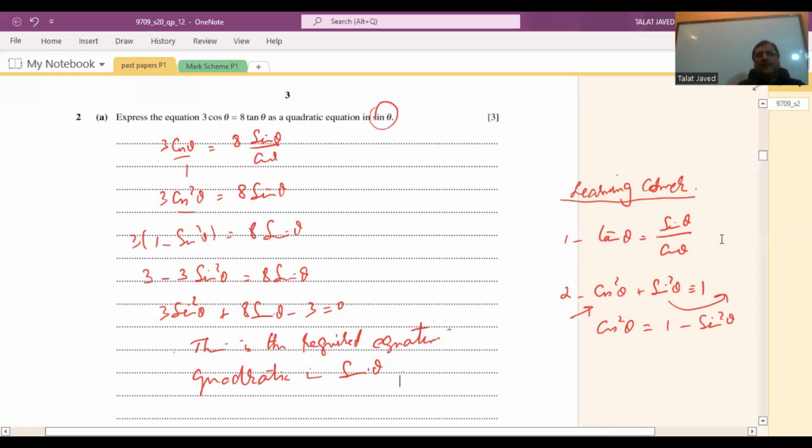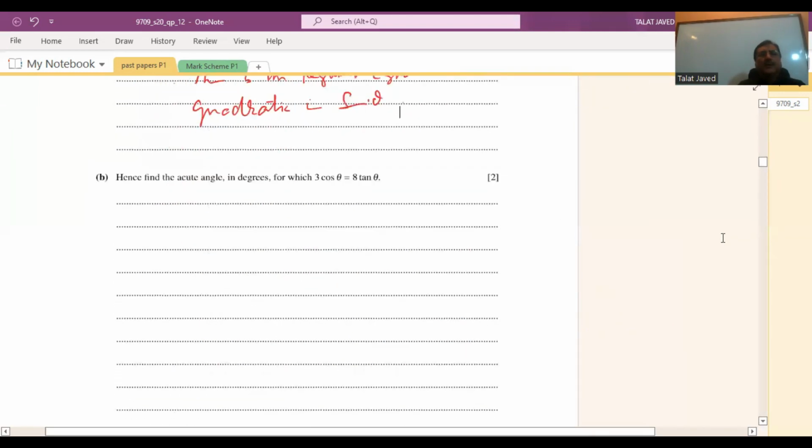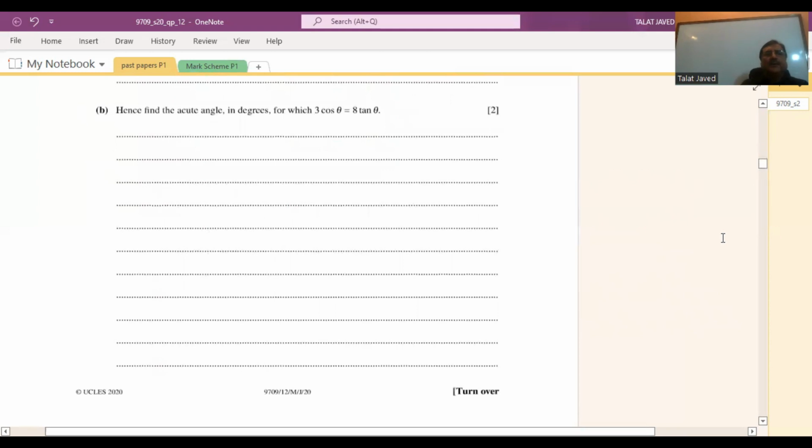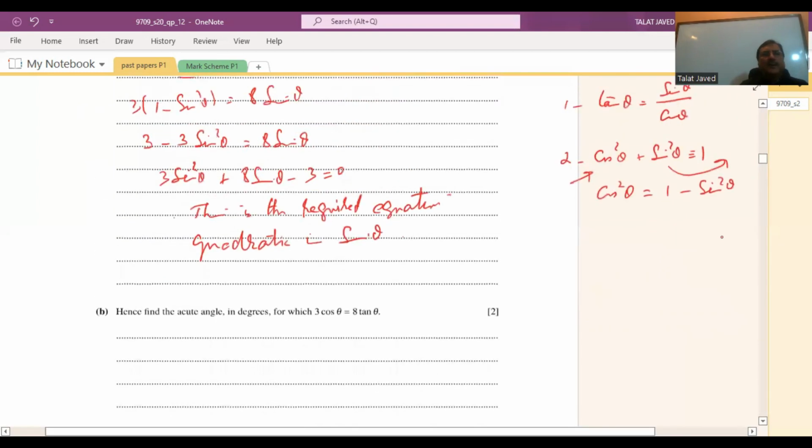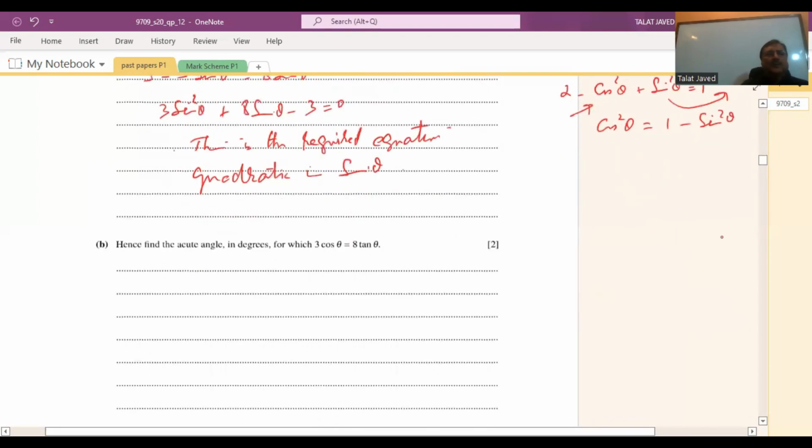Now this part one. Now this part two is: hence find the acute angle in degrees. So you have to convert your calculator to degrees. So we have to use the previous part. So 3 cos theta equal to 8 tan theta, we can write it as 3 sin squared theta plus 8 sin theta minus 3 equal to 0.